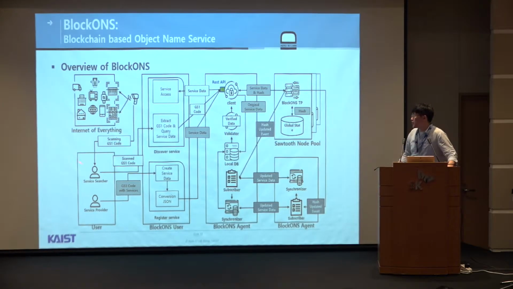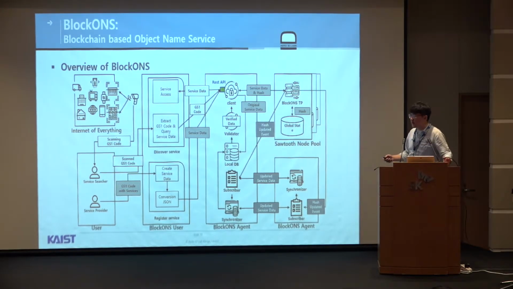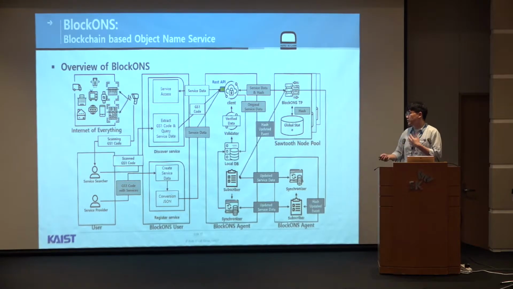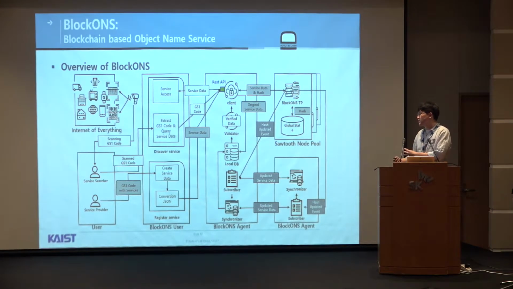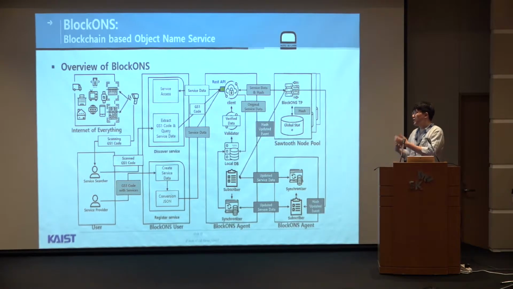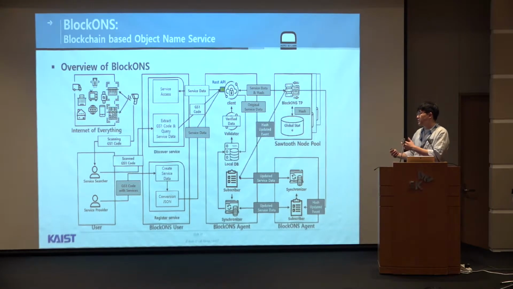After that, when the service searcher wants to discover some services, the service request goes to the BlockONS agent, and BlockONS compares the original data, which is stored in the local database, and the global state in the Sawtooth node. So by comparing the original data with the critical data, they can verify whether data tampering has occurred or not.